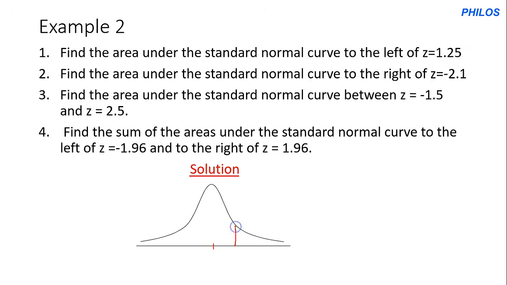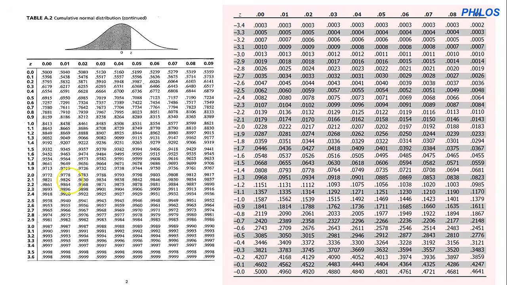Okay, so the question says we should find the area to the left of z is equal to 1.25. So z is 1.25, but we are finding the area to the left of it, isn't it? So it means we need this area. So to find this area, we go and check this positive 1.25 on a positive z table. So let's check it out. So positive 1.25. So we check positive 1.2 here, positive 1.25. So 0, 1, 2, 3, 4, 5.